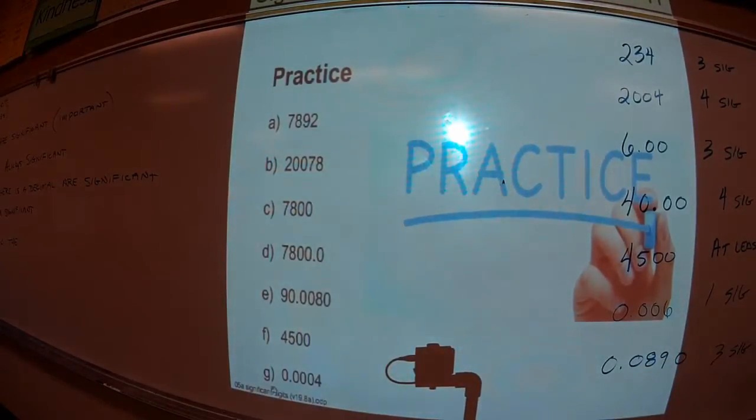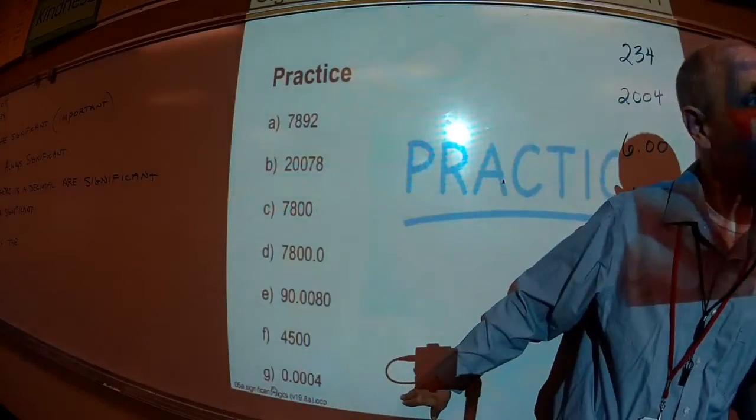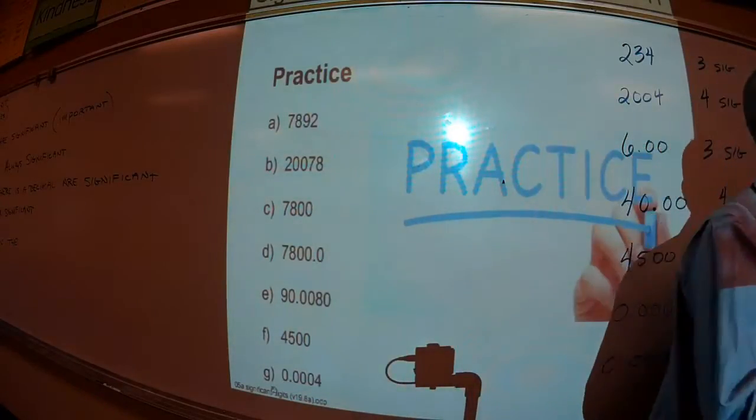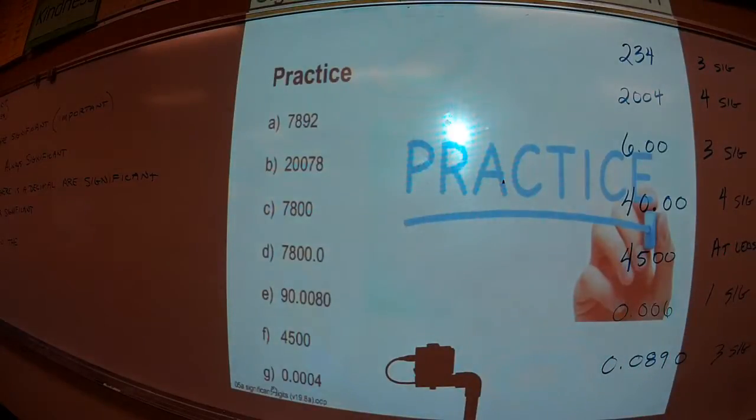How many? You say 4. Why do you say 4? Tell me about the zeros. Are they leading or trailing? Leading. What can you tell me about leading? No, but leading and trailing is not based off of the decimal. It's based off of the natural number. Are those zeros coming before the natural number or behind the natural number? They're before. That means they're leading zeros, which means 1 sig fig.